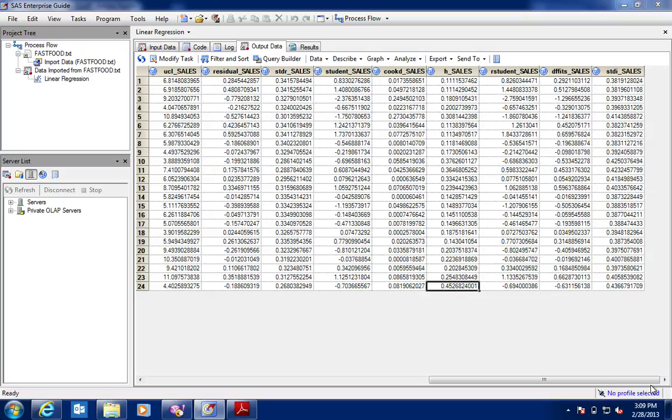So how do you make a decision on this? So I would say that observations number 3, number 5, and number 7 have almost large R student residuals, which may have influence on the fitted model.